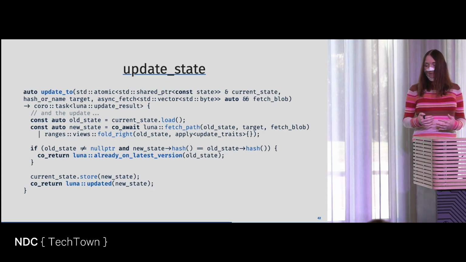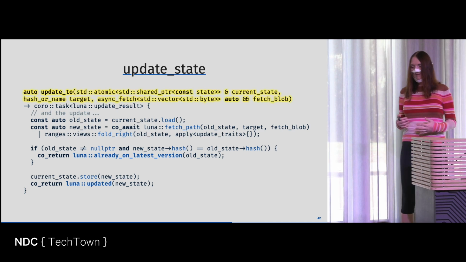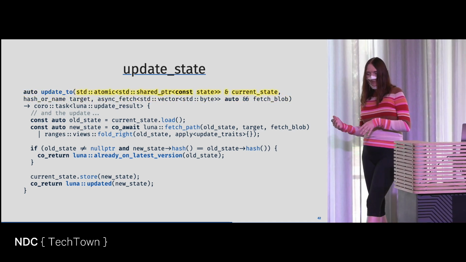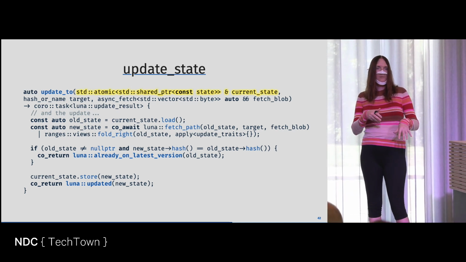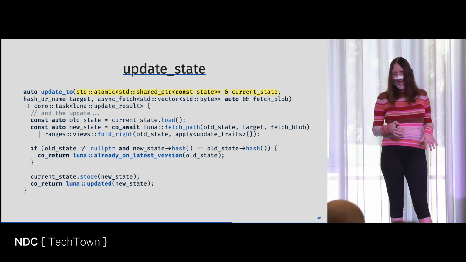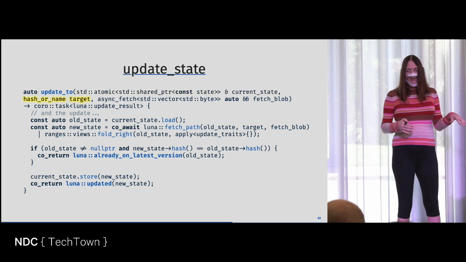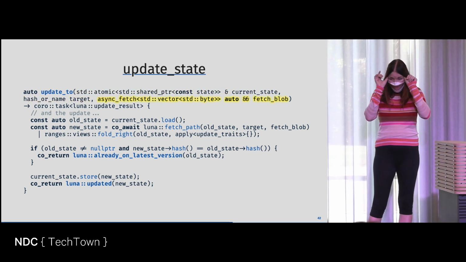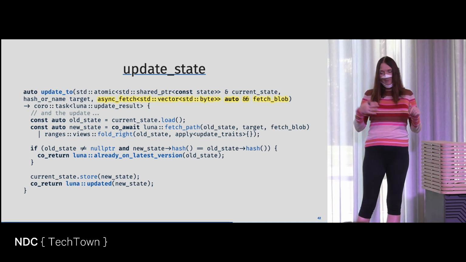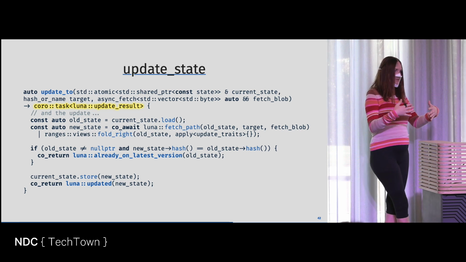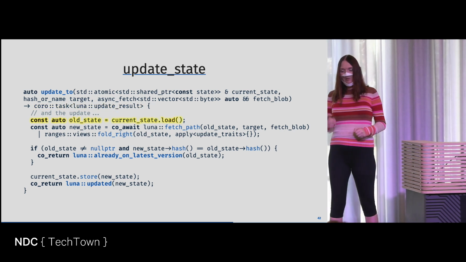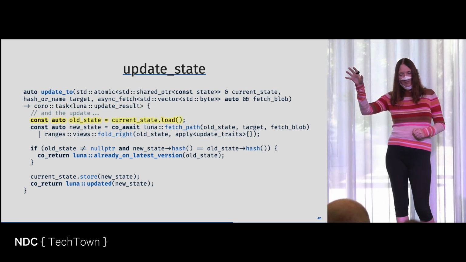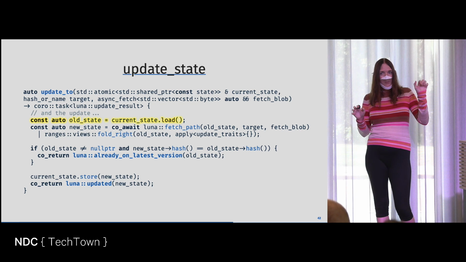The update state function just takes the atomic shared pointer to the current state because you want to be able to switch it atomically. The target of the update, and a fetch function which will download bytes for you, as I showed you. And it will return an update result, which is like information if the update was successful or not. So you will load the atomic pointer of the current state, so you will get a copy of the shared pointer.